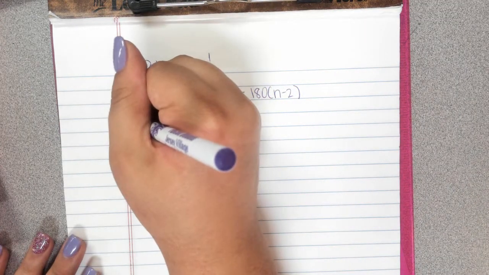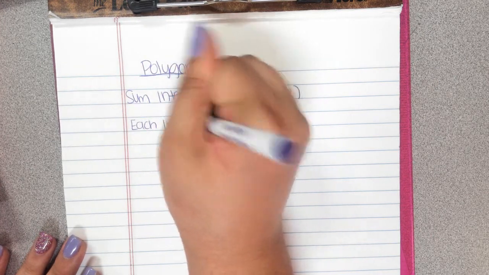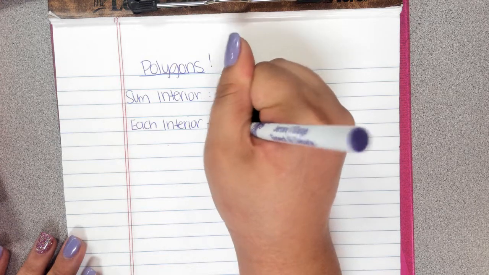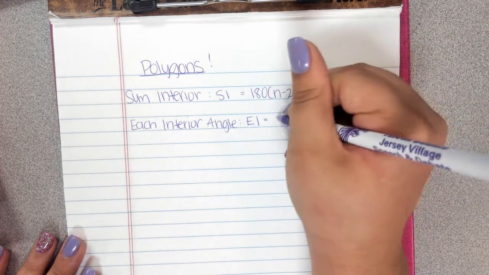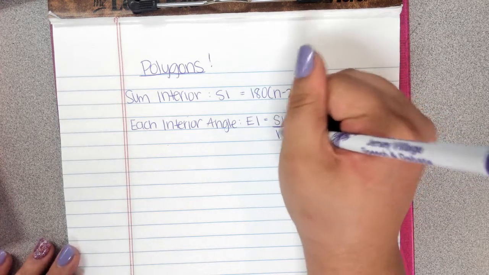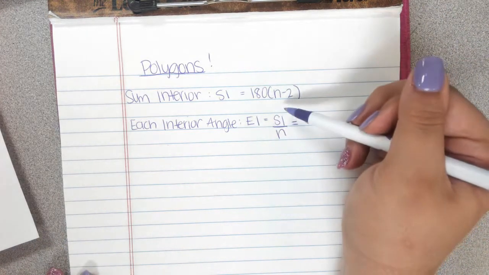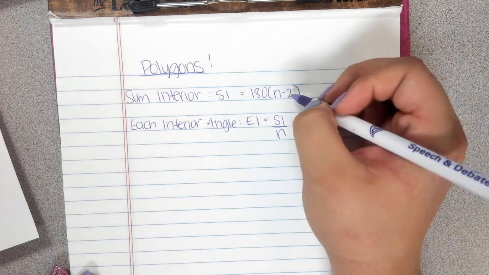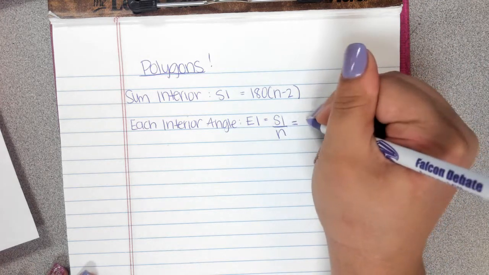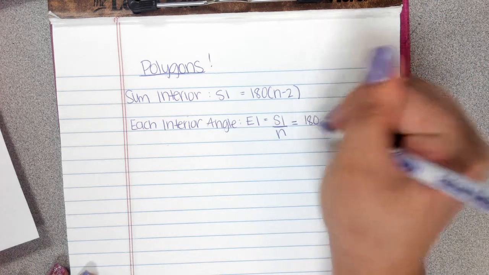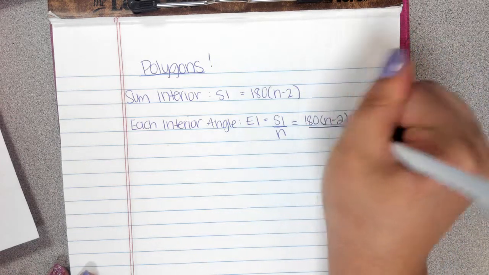Then you also learned each interior angle. That is abbreviated as EI, and that's just taking SI and dividing by the number of sides. So like if it's a hexagon, then you would take the total sum, put a 6 there, and then you're going to divide by 6. So this would be EI is 180 times n minus 2 divided by n.